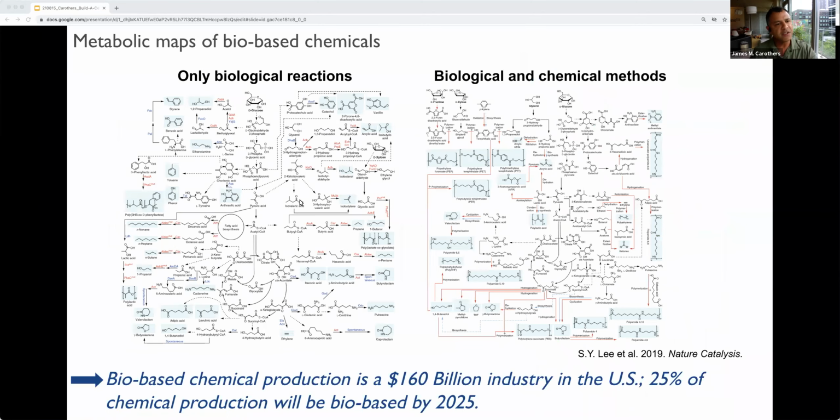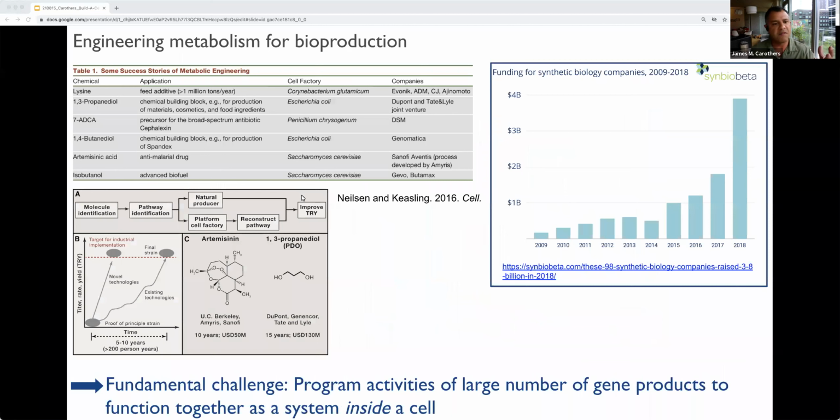Okay, so I always like to start with this big picture view. That is that, in principle, there's a vast space of medically and industrially important chemicals and materials that you can produce using biology. In fact, it's not always appreciated that bio-based chemical production is already a $160 billion industry in the US, and that we're on track for something like 25% of all the chemicals produced to be bio-based by 2025. And there have been a number of notable recent successes in applying synthetic biology and metabolic engineering for applications in bioproduction. But the fact is that these remain challenging, time and resource intensive undertakings.